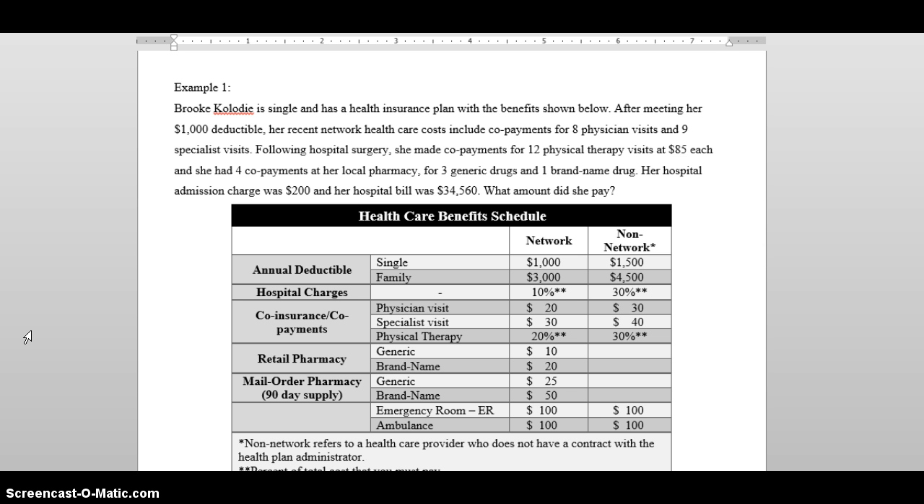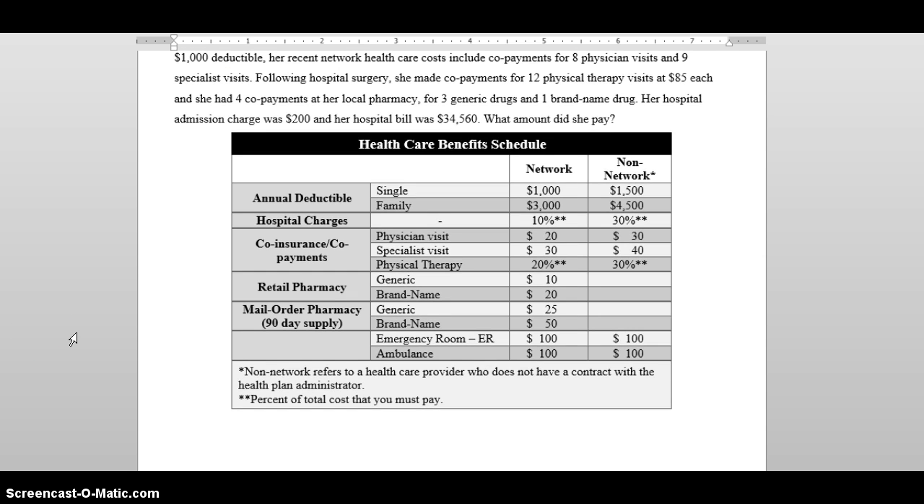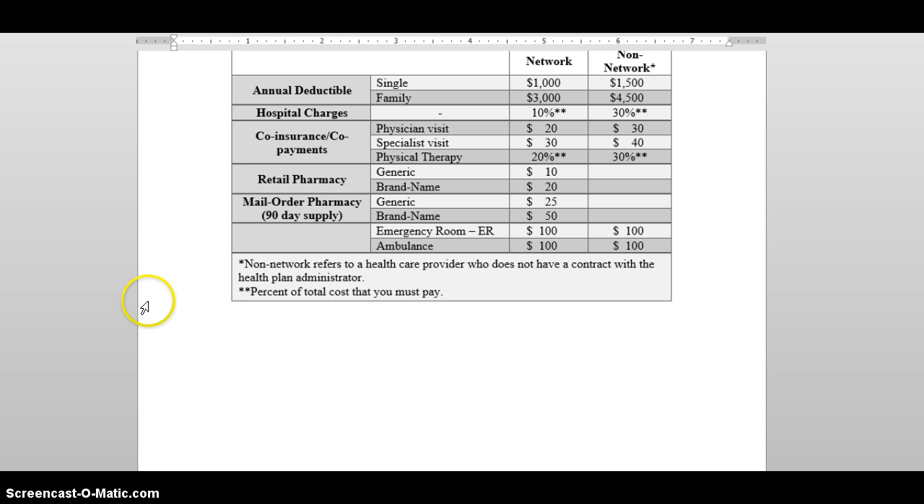Her hospital admission charge was $200, and her hospital bill was $34,560. What amount did she pay? The first thing you need to remember is that the patient pays 10% of the hospital charges, but they pay 100% of the admission charge. So we're going to use our chart and determine all of her totals.